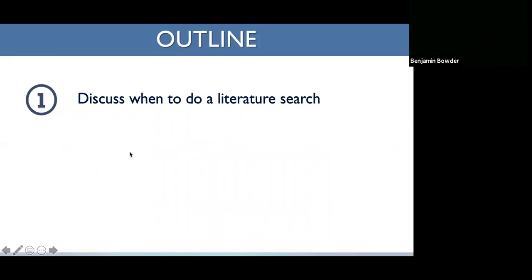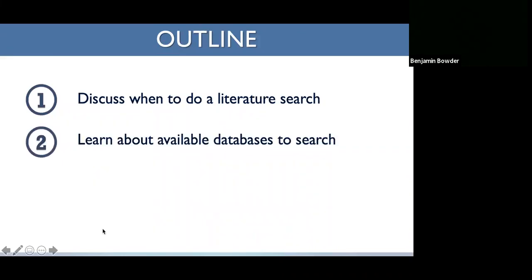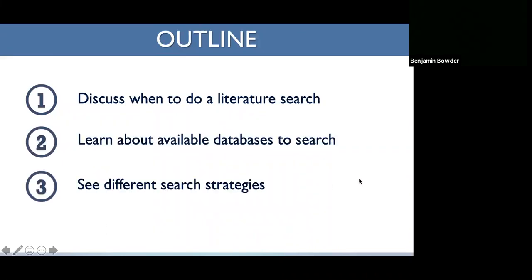Today we'll talk about when you want to do a literature search throughout the research process, learn about available databases to search, see different search strategies including Boolean operators and modifiers, and talk about MeSH terms, as well as discuss one free online citation manager that helps you keep all of the articles you find organized and that you can share with other members of your research team.